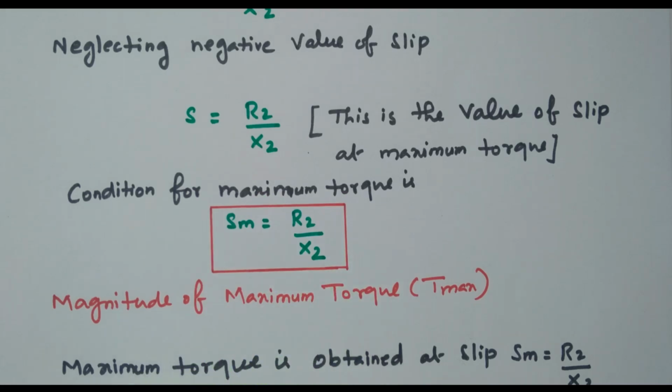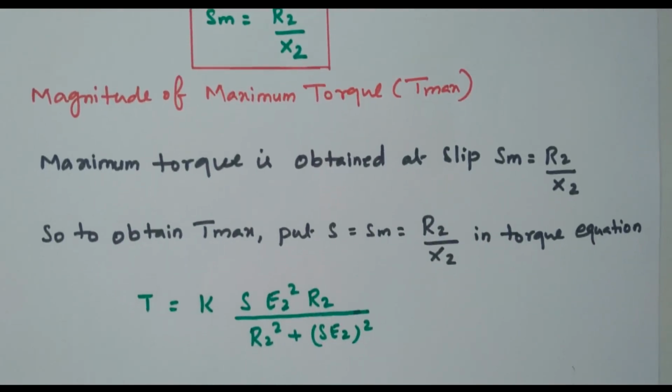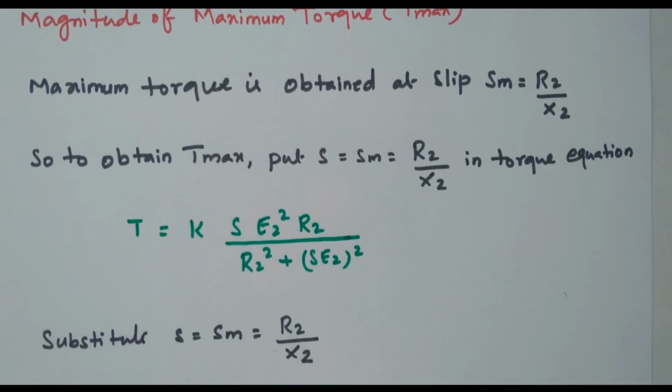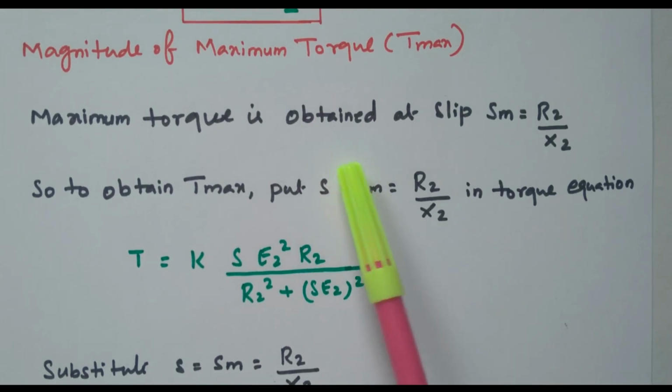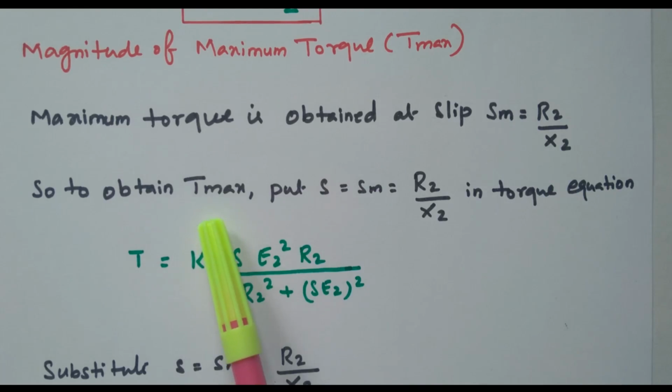Now we will find the magnitude of this maximum torque. This is the condition we calculated. Now we will find what is the magnitude of the maximum torque. The maximum torque is obtained at Sm equal to R2 by x2. So in the torque equation, if you put S equal to Sm equal to R2 by x2, we will get the expression for the maximum magnitude of the maximum torque, right.